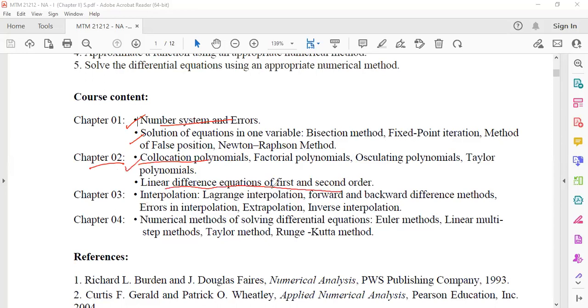Now we're going to see the linear difference equations of first and second order. That is our second target. After that we can continue to our next sections. So let me continue.